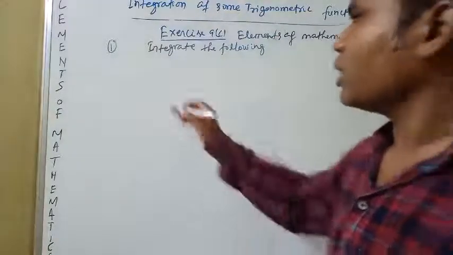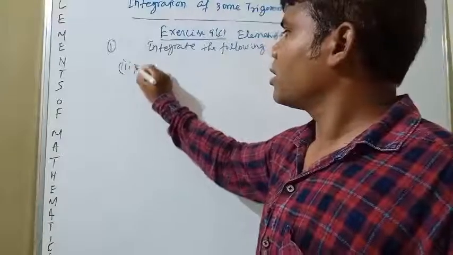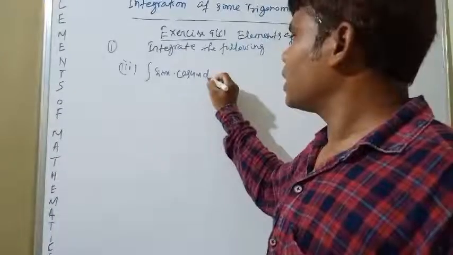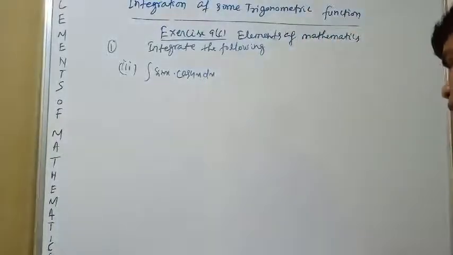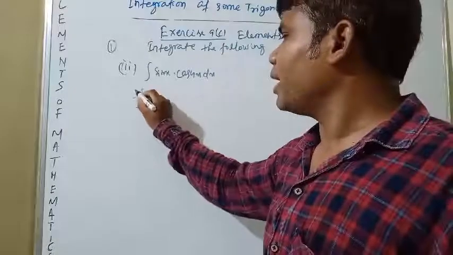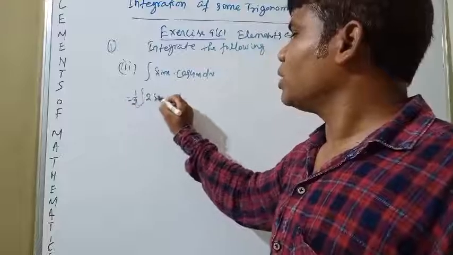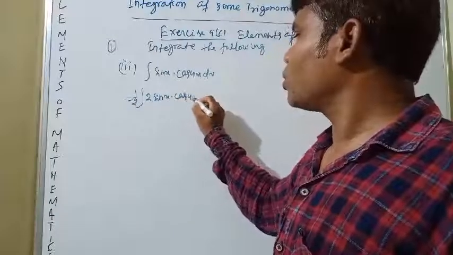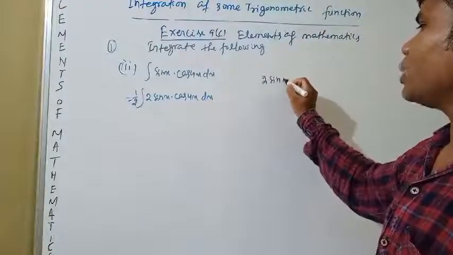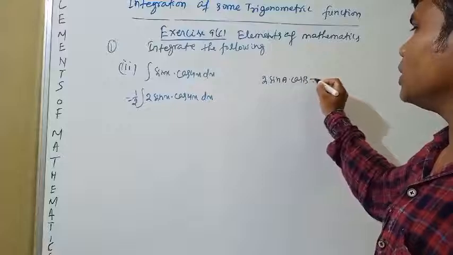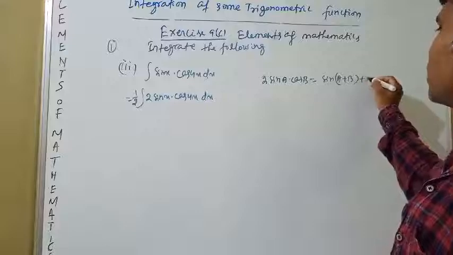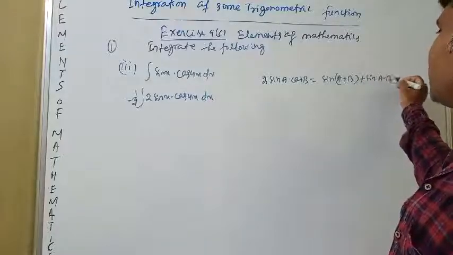You see the next question: integration of sin x into cos 4x dx. Multiply with 2 and divide with 2. This is 2 sin x into cos 4x dx. You know 2 sin a into cos b is equal to sin a plus b plus sin a minus b.